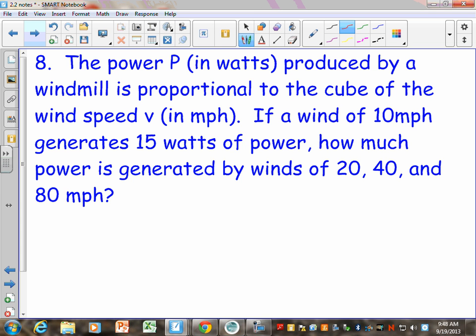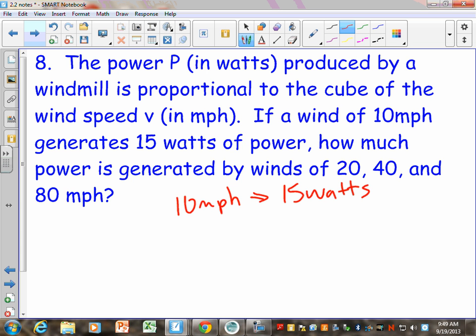You can shorten it however you want, and this is giving you some information so you can actually solve the problem. It says if a wind of 10 miles per hour generates 15 watts of power, you could shorten that a little bit and just say 10 miles per hour arrow 15 watts. If you feel like you'll know what that means.